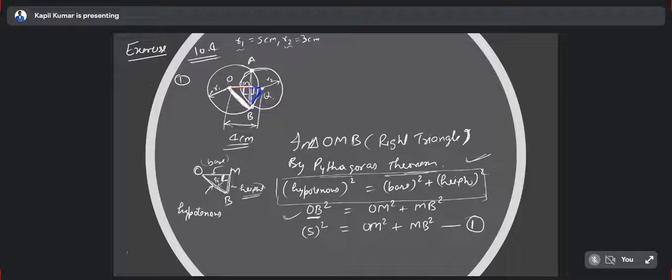Means if you join O to A, then these two triangles will be congruent. And from that congruent triangle, we will take that AM is equal to MB. But we already have considered that AM is equal to MB. Means whatever theorems we have, we will apply in the numericals, and even if we are proving one theorem, the result of another theorem we can use directly. So let us proceed.